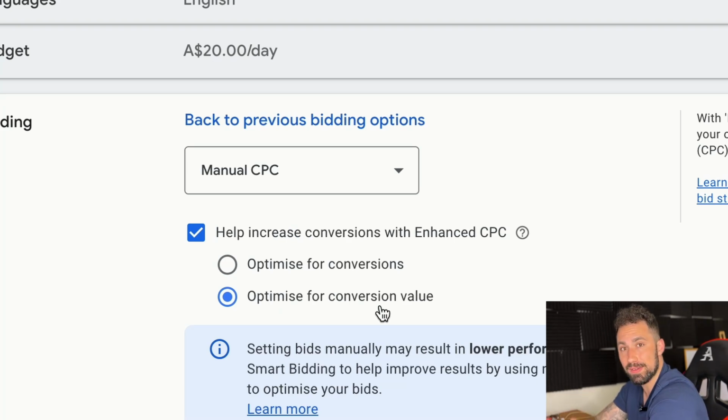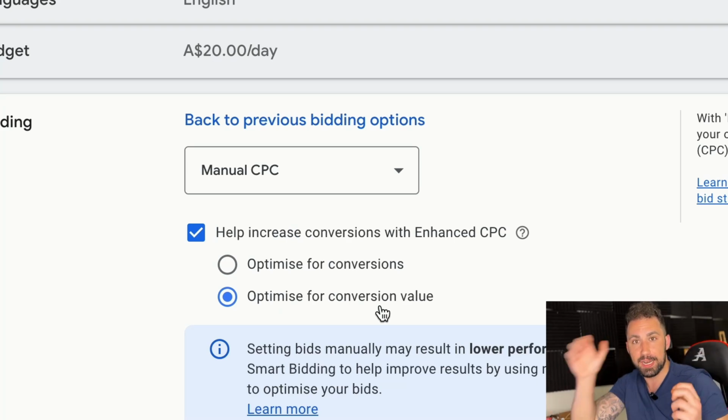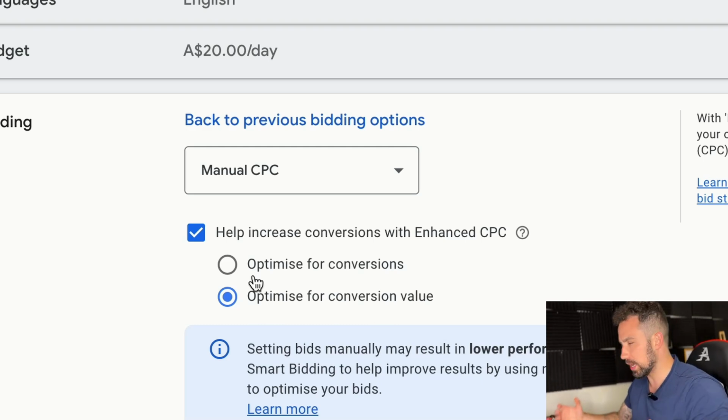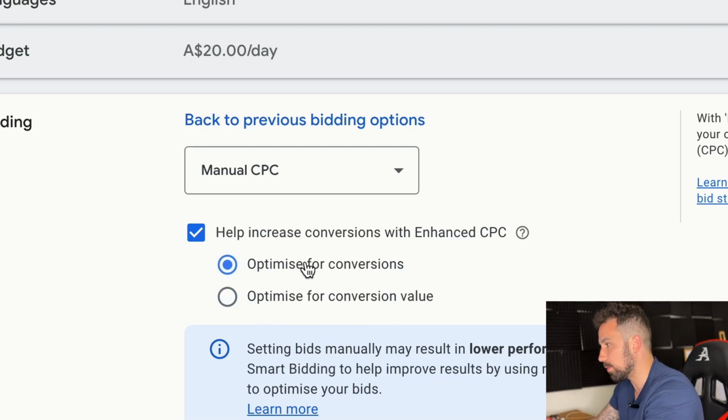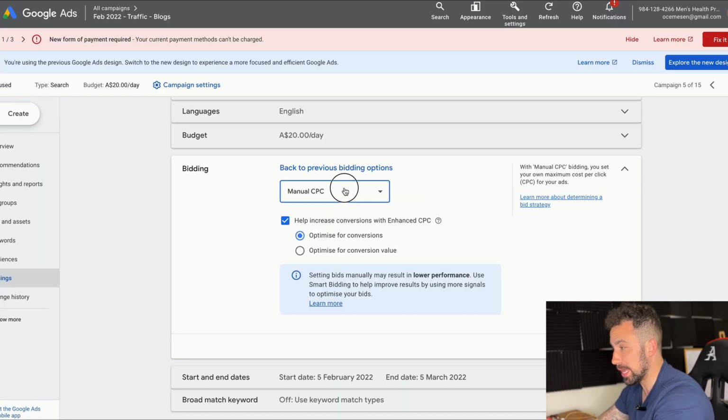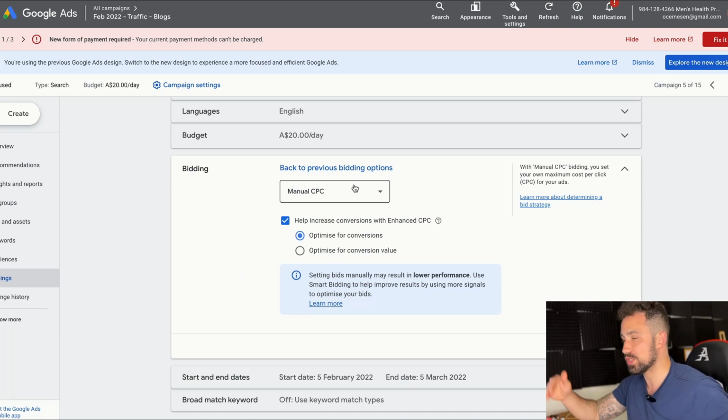So we have optimized for conversion value. It is the same if you have an e-commerce brand selling iPhones and iPhone cases, you can use this. But if you're only selling a certain product or doing lead generation, go with optimized conversions. Do I suggest this? Yes, I do. You can either go with manual CPC or maximize clicks as a bidding strategy, and after you get a certain amount of conversions, you can switch to other bidding strategies.